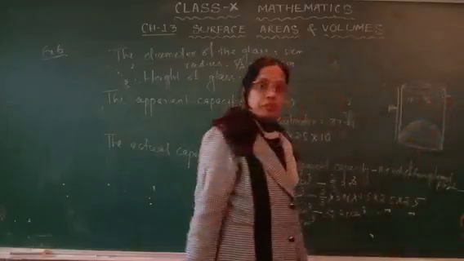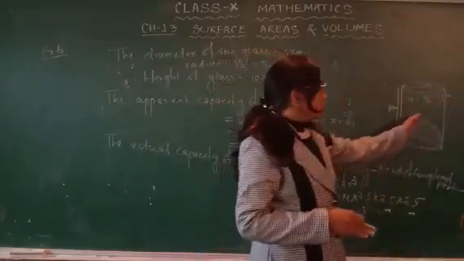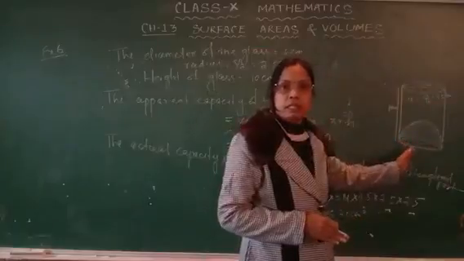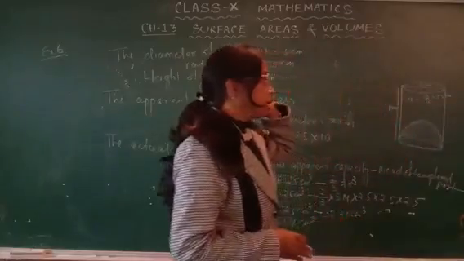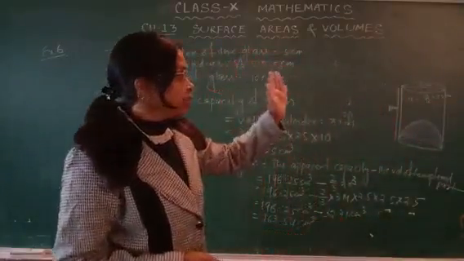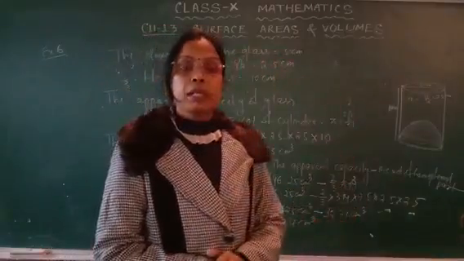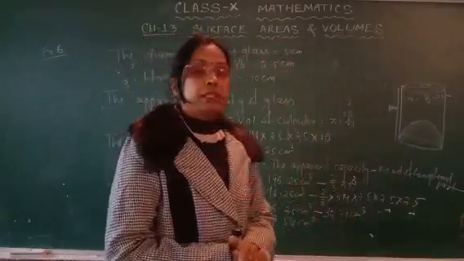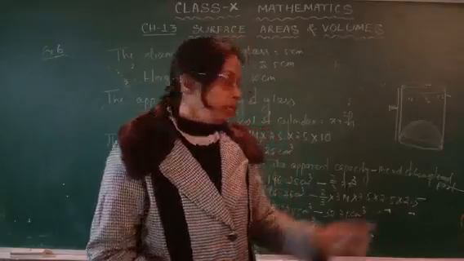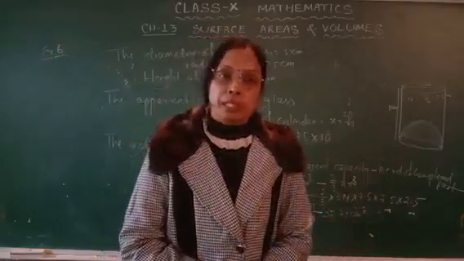the capacity of the glass. This hemispherical part raised here is here. Okay. So first, the apparent capacity is equal to the volume of the cylindrical part, but the actual capacity is equal to the apparent capacity minus the volume of the hemispherical part.